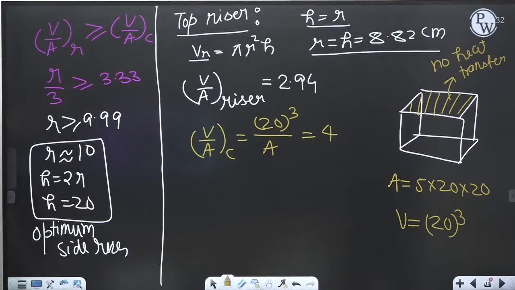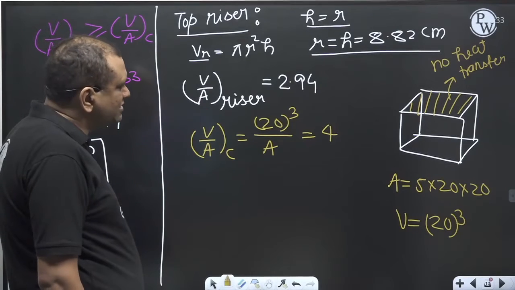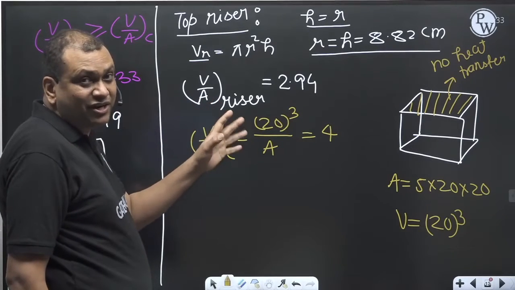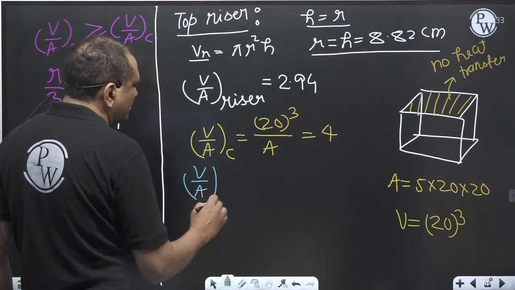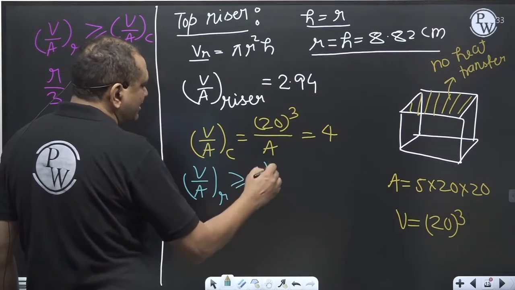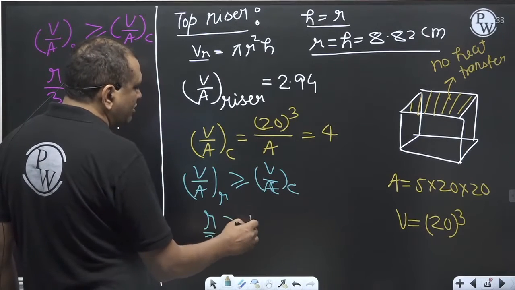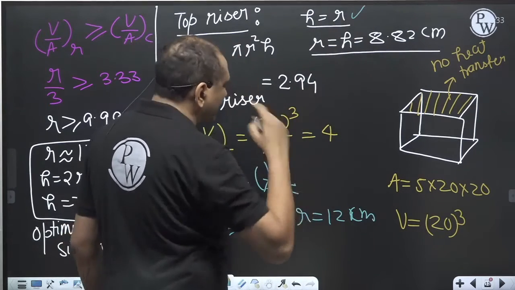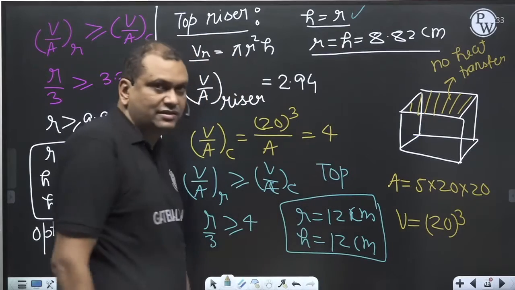So here also, volume by surface area of riser is less than volume by surface area of casting. So riser will solidify prior to casting. Not a good design. So riser should solidify along with casting. So R by 3 should be greater than or equal to 4. So R is equal to 12 centimeter. And R is equal to H. These are the dimensions of top riser.